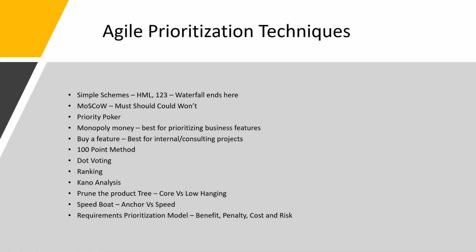The third one, prune the product tree. You have the tree structure, right? The trunk is a must, it's the core of the tree. So whatever features you have, when you are doing prioritization, you tell the users that the trunk is the core area, the branches are medium-important features, and the fruits and leaves are low-hanging fruits. Those are nice to have.